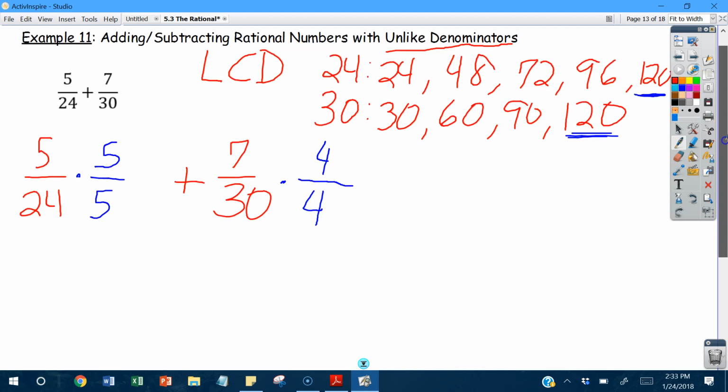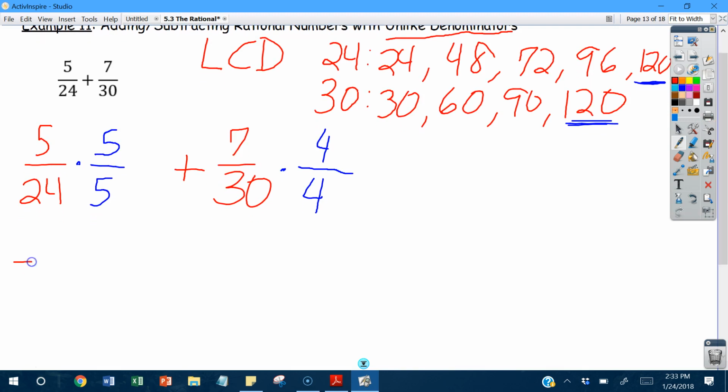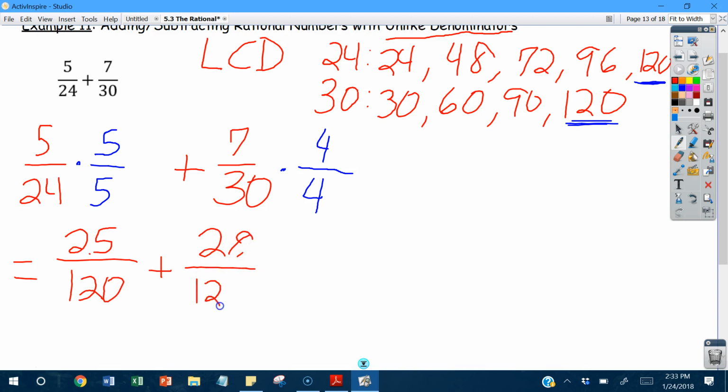This problem's a little bit more work than the last few we did. So now that we know that, we can do the multiplication. So the first number becomes 25 over 120. The second number becomes 28 over 120. And then I can do regular addition in the numerators now that I have a common denominator. So I can do 25 plus 28, which equals 53 over 120, and that is my answer.